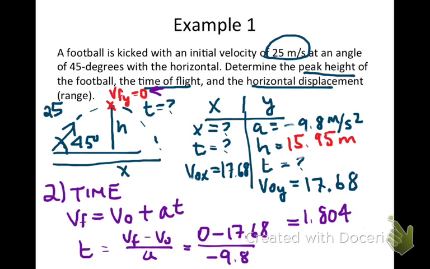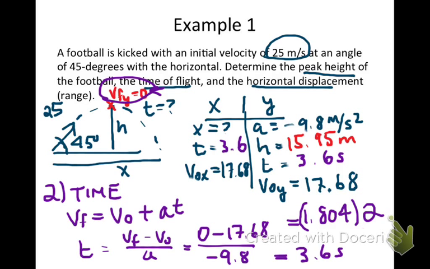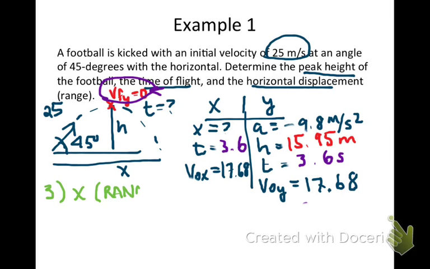But here's the deal. 1.804 seconds is only the time to the top, right here where Vfy equals 0. So I'm going to have to multiply that time by 2 if I want the whole thing, because that's technically just the time it takes to get to the top. If I want the time to come back down to the ground, I multiply that number by 2, and I get 3.6 seconds. So, filling that in on both sides, now I can finally move on to range.